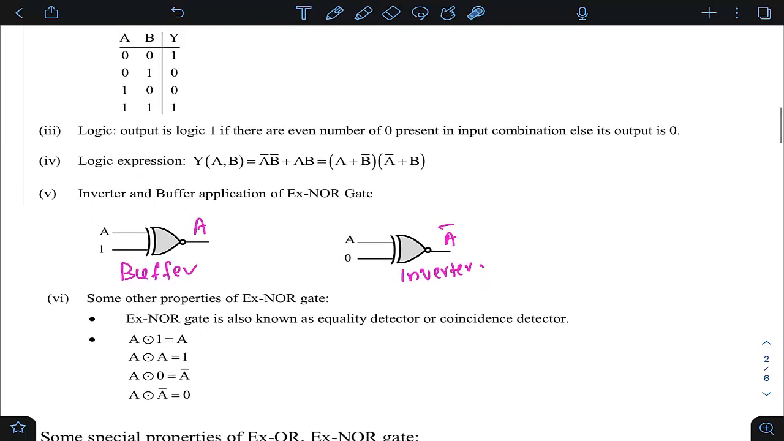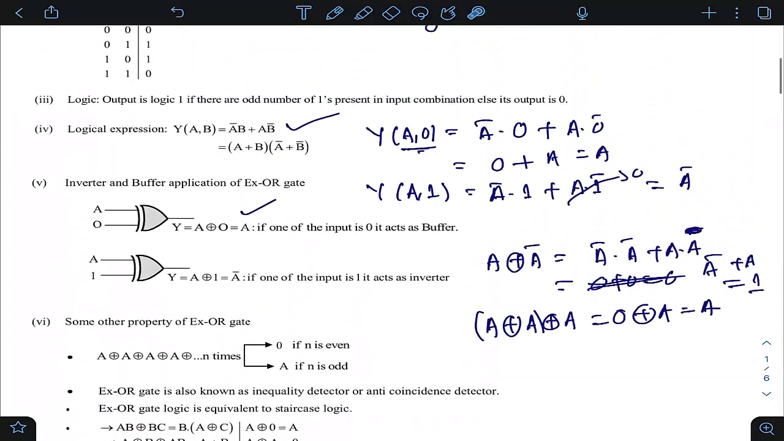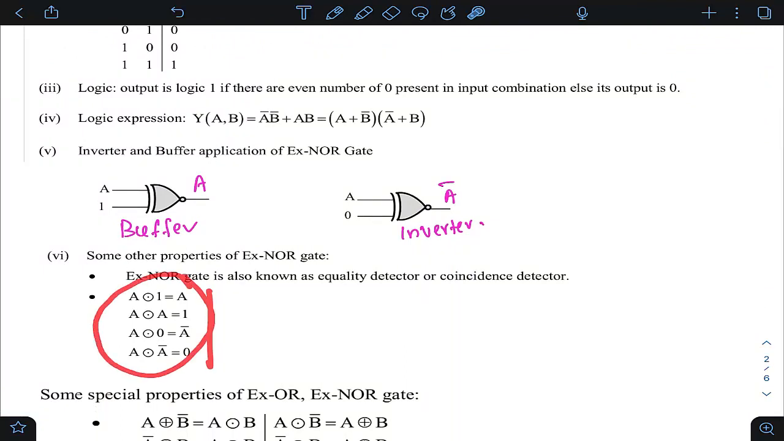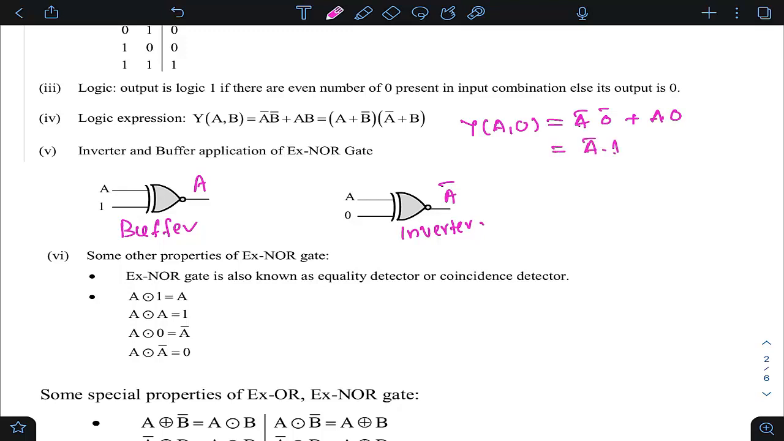Alright, so these are the properties, students. Like we have seen the properties in case of XOR, so the equivalent properties in XNOR are like this. So how does this happen? You can again make use of this relation. For example, if you ask me, sir, how is A XNOR 0 equal to A complement? In place of B, you substitute 0. So y of A comma 0 is A bar B bar, A bar 0 bar plus AB, A dot 0. So this is A bar dot 1 plus 0, so you get A bar. So A XNOR 0 is A bar.